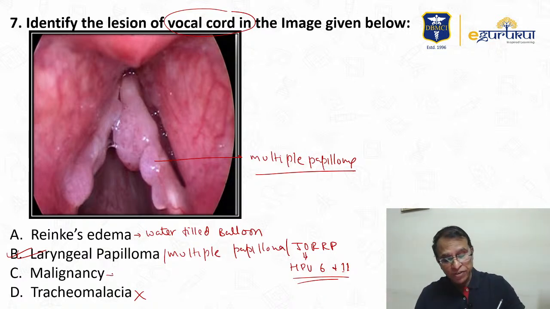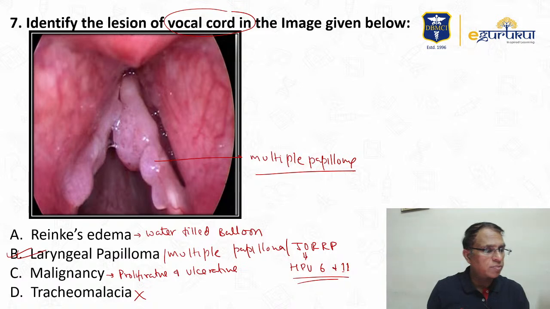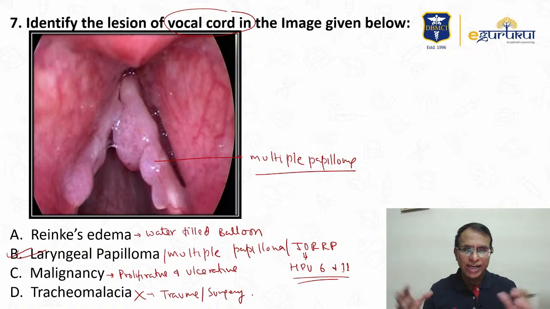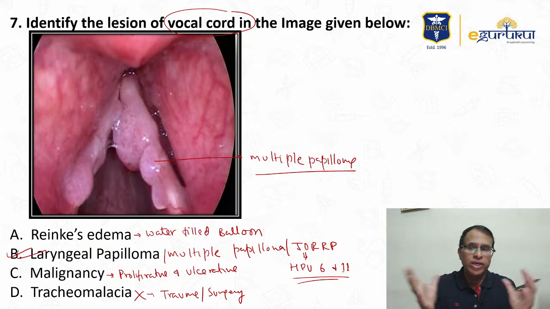Malignancy is proliferative and ulcerative growth. There is ulceration and proliferation. And tracheomalacia, like I said, is in the trachea. Trachea is weak, usually after trauma. Due to trauma or surgery the trachea becomes weak and collapses. That wall of the trachea becomes weak and they collapse, and that's called tracheomalacia.